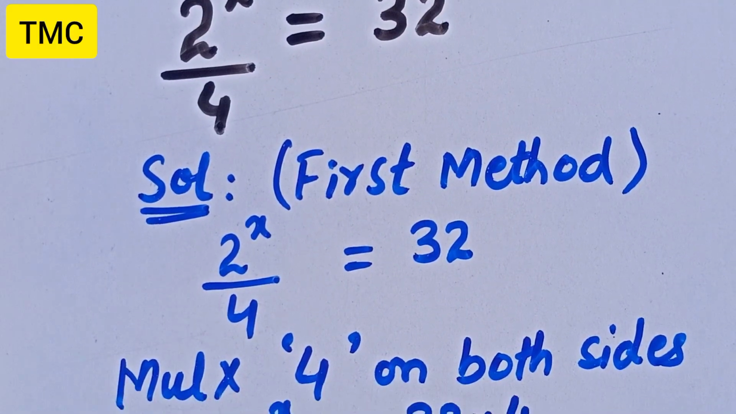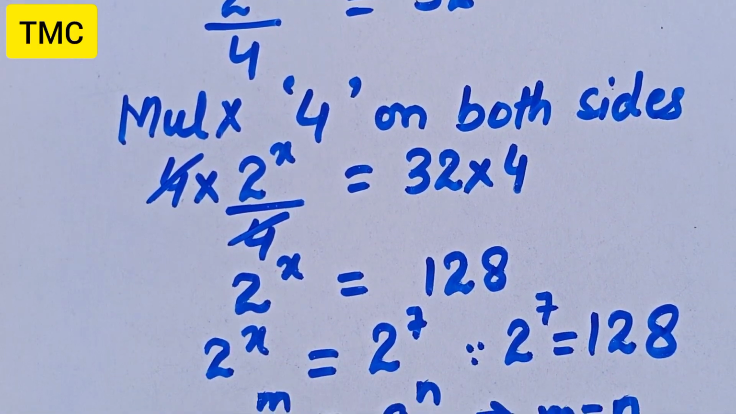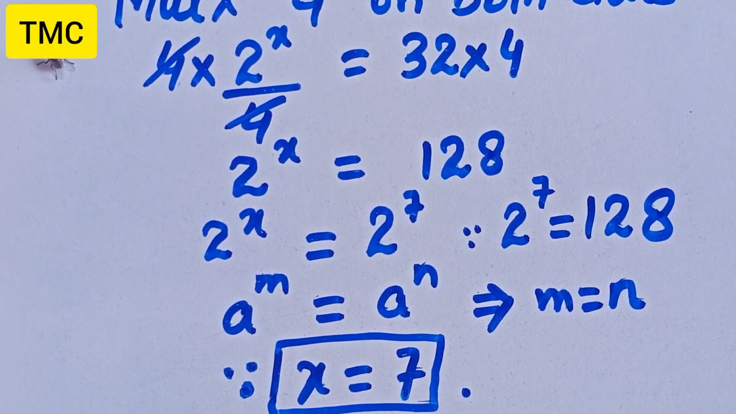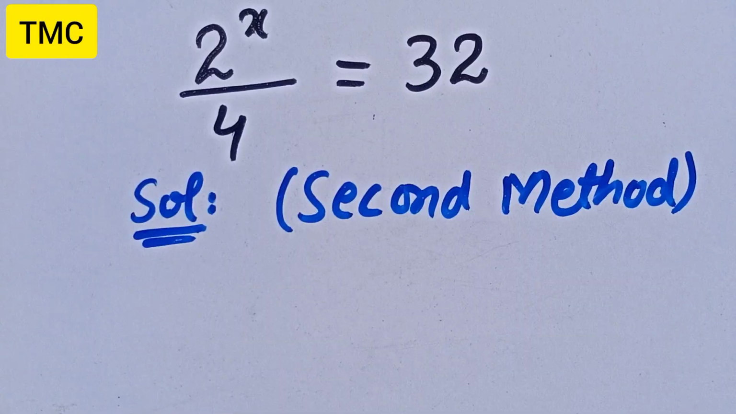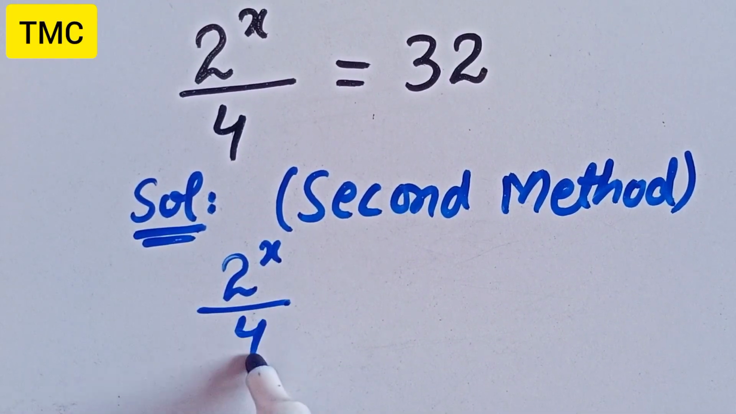Let's have a quick look at this first method, where we have solved for the value of x using the law of indices. Let's try to solve it by the second method.